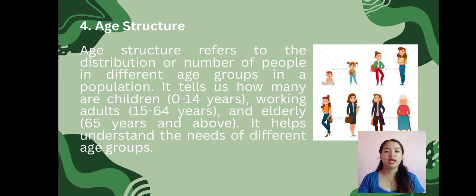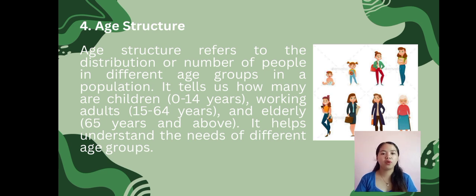So when we say age structure, it is important for planning. A population with many children will need more schools, while a population with many elderly will need more healthcare. It also shows if the population is young or aging. For example, in a city, 30% are children, 60% are working age adults, and 10% are elderly. This is an example of a city's age structure.